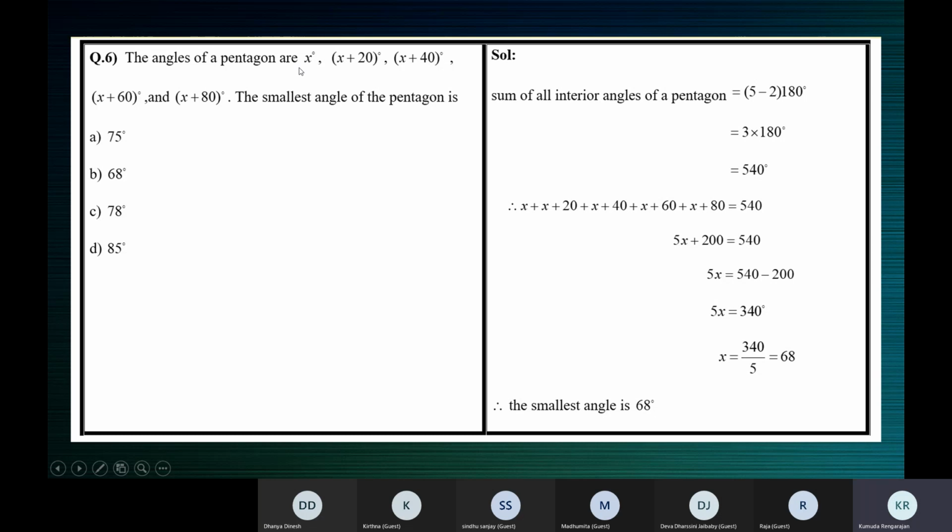And here we have the angles: x, x plus 20, x plus 40, x plus 60, and x plus 80. So add the 5 angles. The sum of these 5 angles is equal to 540. So x plus x plus x plus x plus x is 5x, and these numbers total to 200. So 5x plus 200 is equal to 540. Transpose, so 5x is equal to 340. X is equal to 340 by 5, which is 68. The value of x is 68. The smallest angle is 68 degrees.